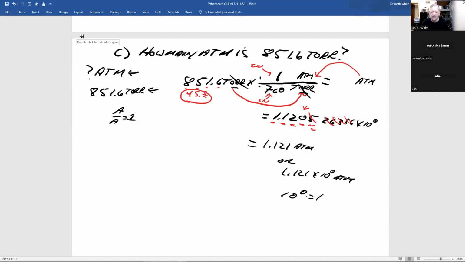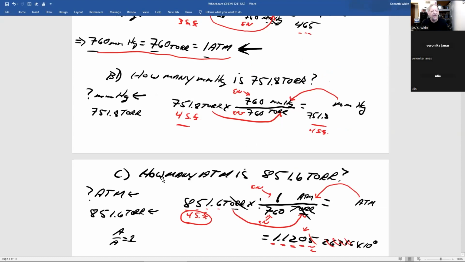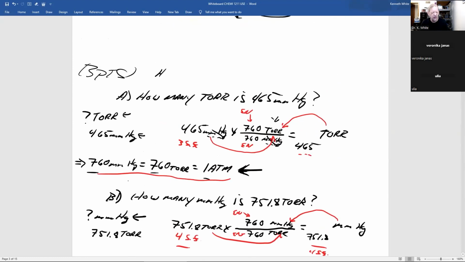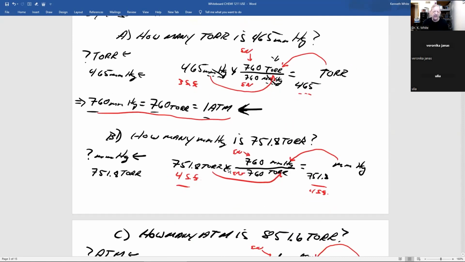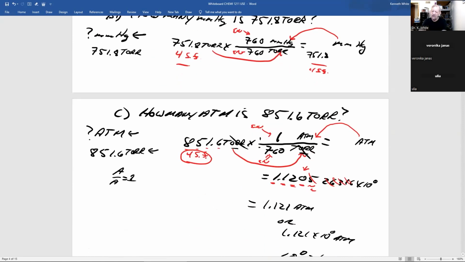So these new pressure units you are learning, that's 760 millimeters of mercury equals 760 torr equals 1 atmosphere. And you can convert from one unit to another using that.